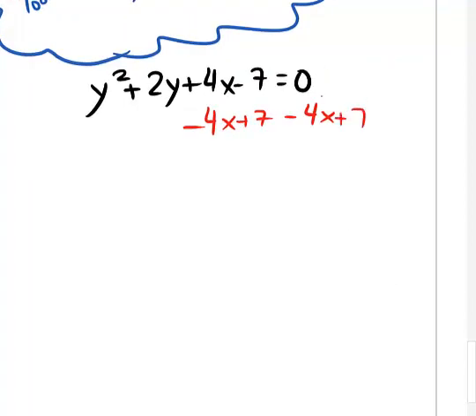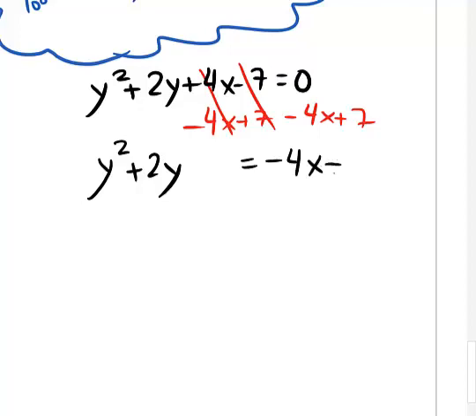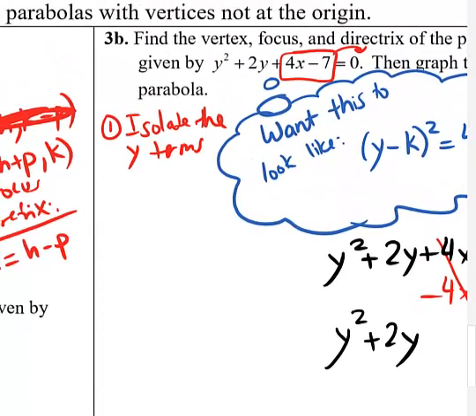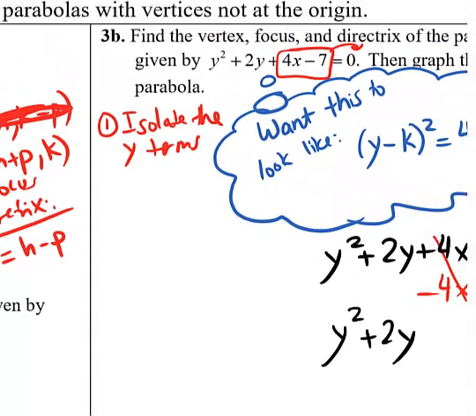complete the square with the y terms to make it look more like the general equation we've been dealing with, the y minus k squared, yada yada yada. So y squared plus 2y's on one side. Now the other side has negative 4x plus 7, or vice versa, 7 minus 4x. And the next term is I need to complete the square on the y terms.